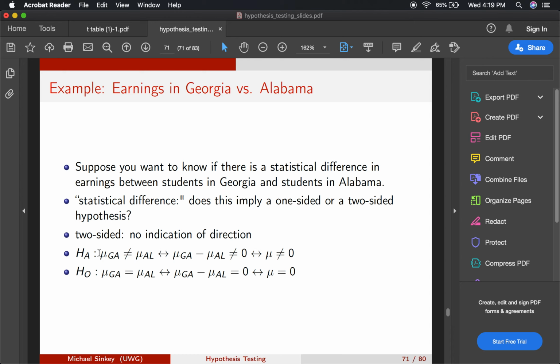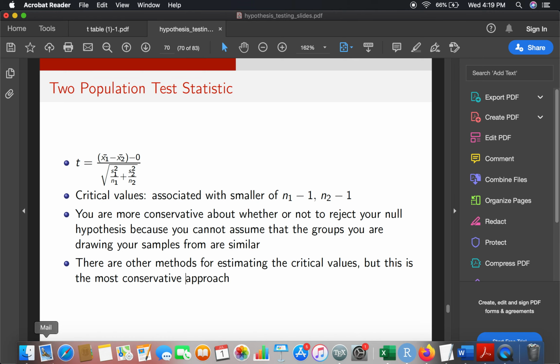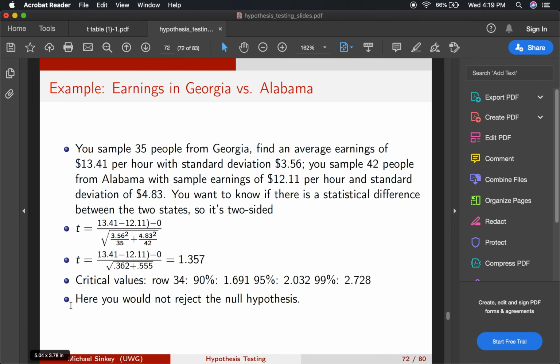So I start with the alternative like I did before, and I say that the mean of Georgia is not equal to the mean of Alabama. And this, at the same time, means that the difference between Georgia and Alabama is not 0, because they're not the same. So the mean difference is not equal to zero. That's the alternative. There's always an equal sign in the null. So statistical difference shows up in the alternative. Okay, so now let's test this hypothesis.